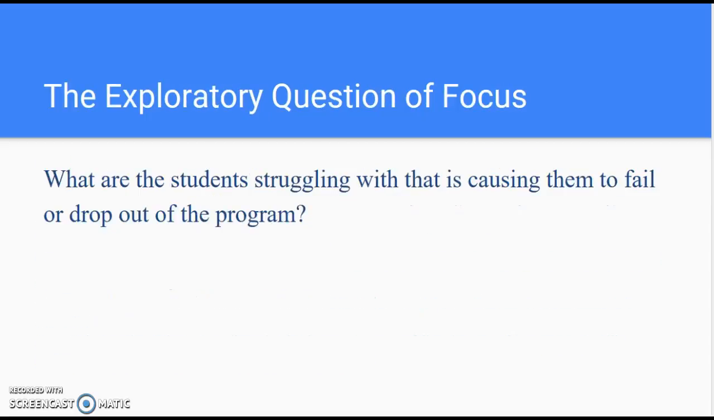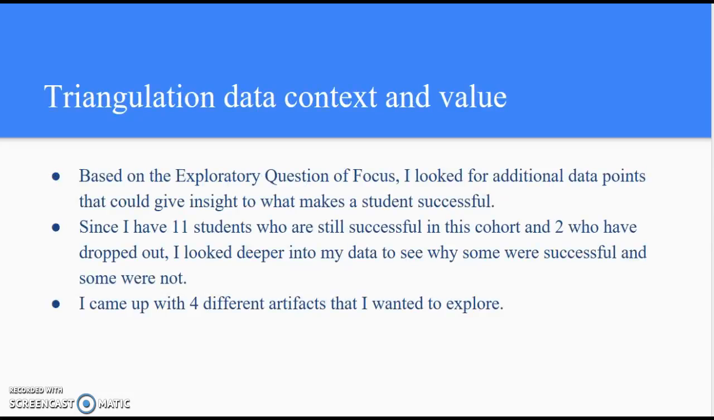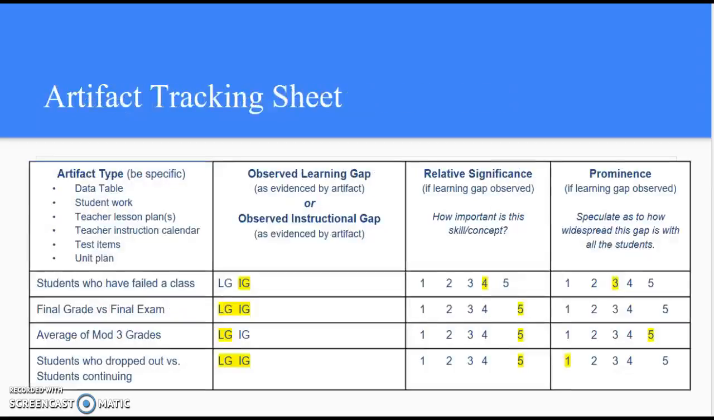My exploratory question of focus was, what are the students struggling with that is causing them to fail or drop out of the program? My triangulation data context and value was that I initially had 13 students, and now I have 11 who are still successful in the cohort and 2 who have dropped out. So I came up with these 4 artifacts.